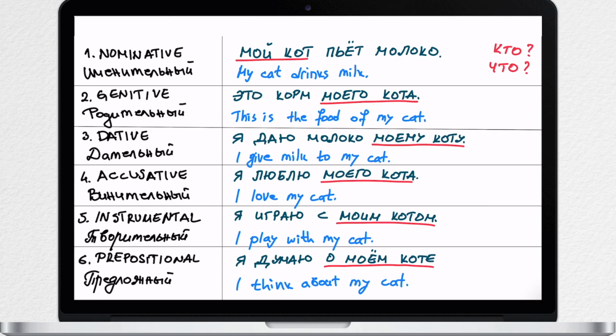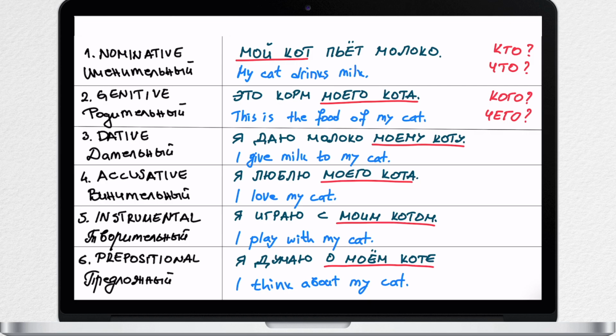Let's move on to the second case, that's the genitive case or родительный падеж. The genitive case is used in many different situations, but mainly its purpose is to express possession or relation to something. So if you want to say that something belongs to somebody or something is related to something else or somebody else, you use the genitive case. The genitive case answers the questions кого, чего. The genitive case is also used after negations.